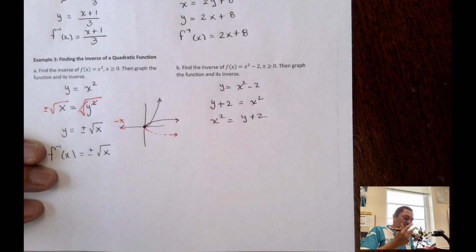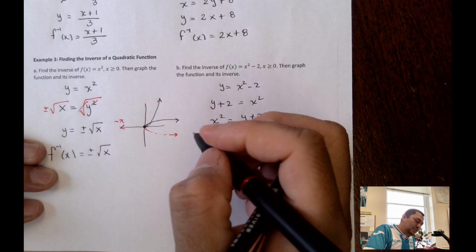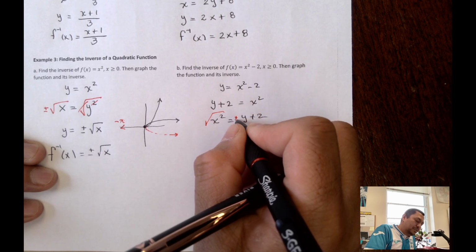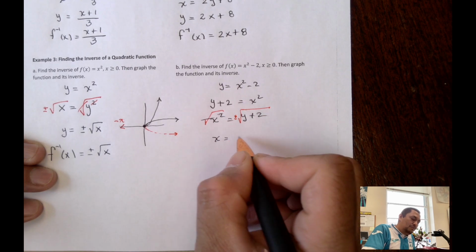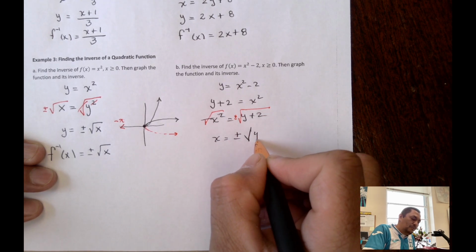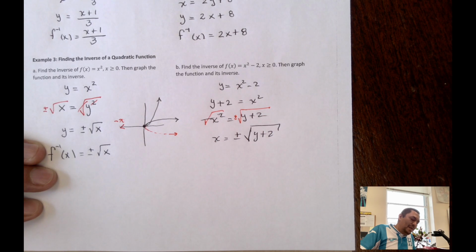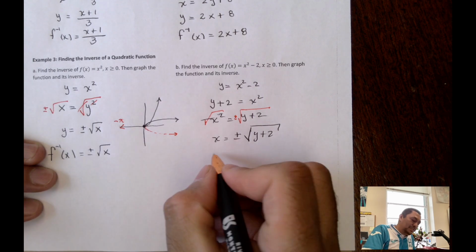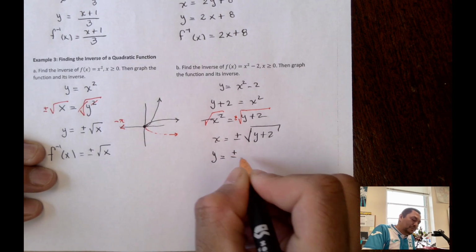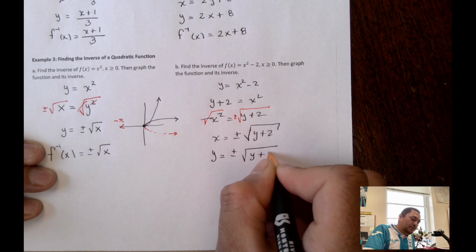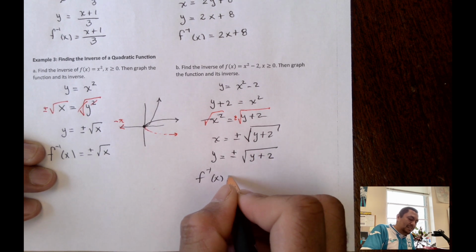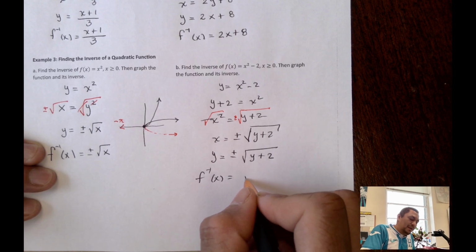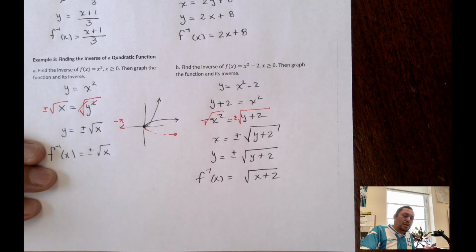I just did the interchange of positions, not the variables. So now I'm going to take the square root, plus minus square root. These two go away. x equals plus minus the square root of y plus 2. And now I interchange the variables. y equals plus minus the square root of x plus 2. And f inverse of x is going to be equal to the square root of x plus 2.